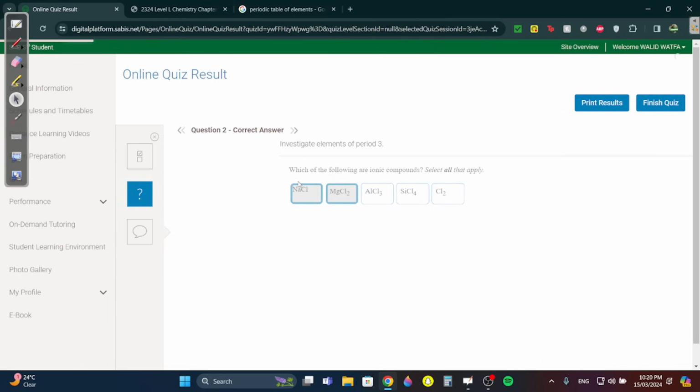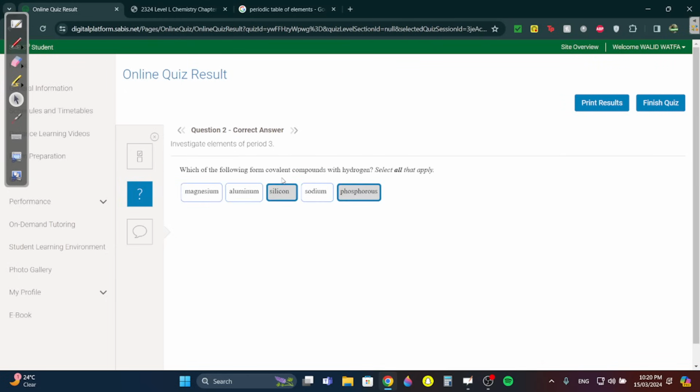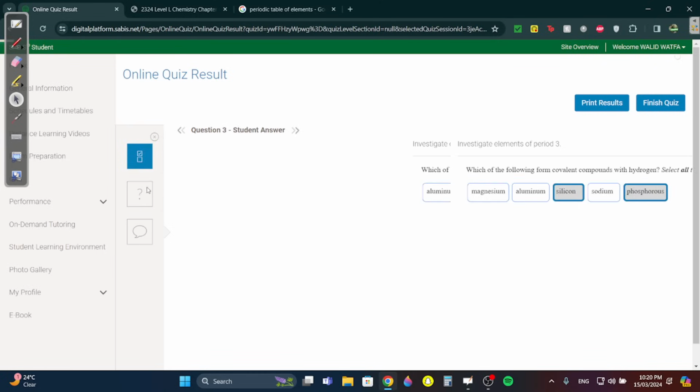Question 2. Which ones are covalent compounds with hydrogen? Okay, magnesium, obviously that's a metal, so no. Aluminum, it's a metal, no. Sodium, it's a metal. Silicon is a non-metal, and phosphorus is a non-metal, so we pick them, because we want covalent compounds. Covalent means non-metal plus non-metal.